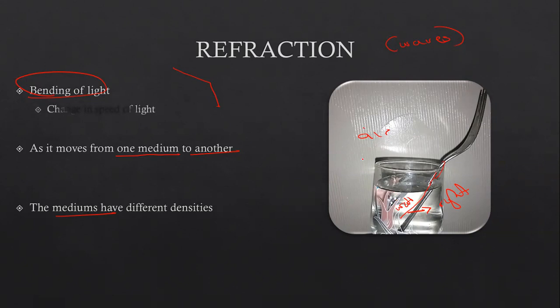And then why does light even bend in the first place? Well, it's because of a change in speed. As light moves from one medium to another, there's going to be a change in its speed. And this change is going to cause light to bend. So it can bend towards or away from the normal. Let me explain it.